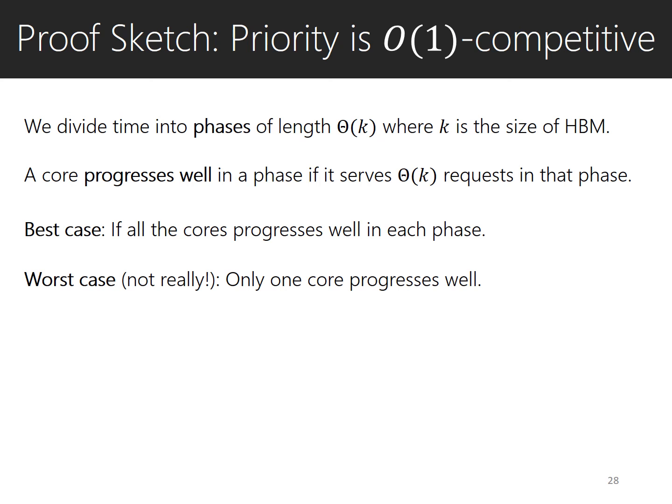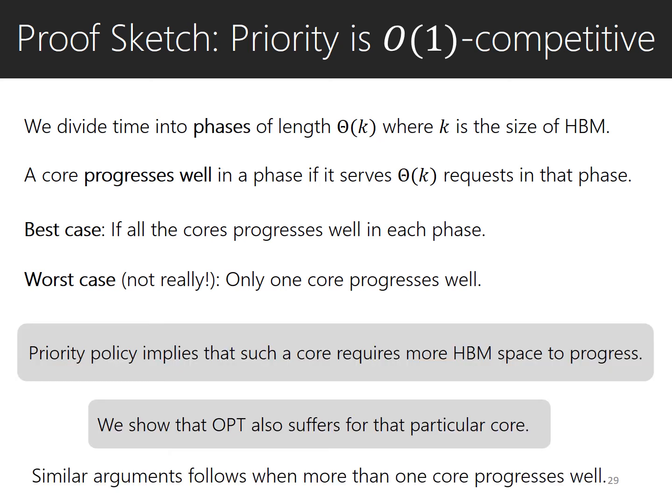Now the ideal or best case scenario is if all the P cores, or all the active cores at that time, progress well in that particular phase. But that does not necessarily always happen. And what could be the worst case scenario? Well, only one core progresses well. Now the priority policy implies that at least one core progresses well. That's how the priority algorithm is designed.